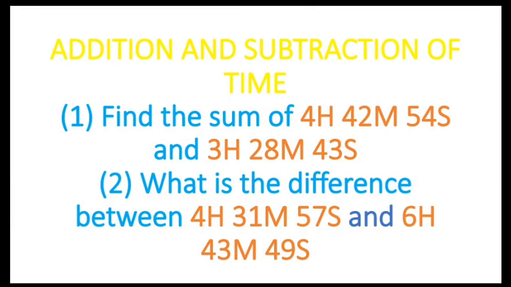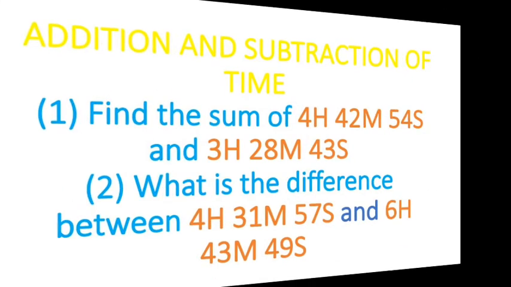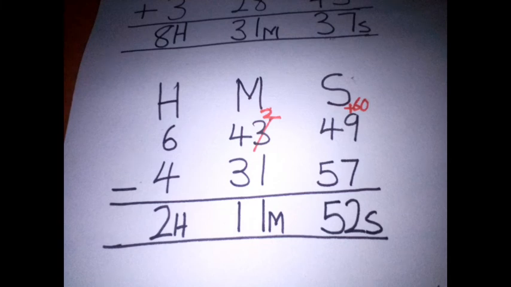Now the question number 2, which is the last question in this lesson. What is the difference between 4 hours, 31 minutes, and 57 seconds, and 6 hours, 43 minutes, and 49 seconds? First, we write our HMS and put the values under them accordingly. Then we start the subtraction with the seconds side. We have to subtract a big number 57 from 49. We cannot do this.